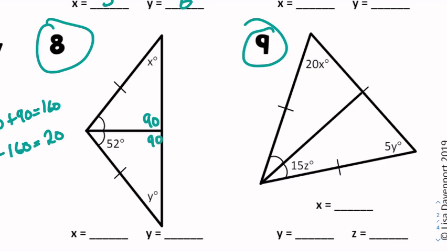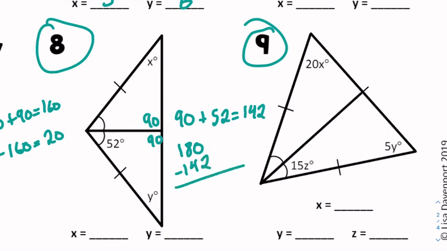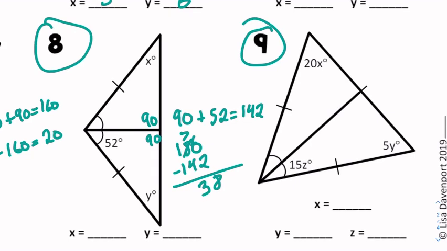And so that being said, I now know 2 of the 3 angles, right? I know that because inside this little bitty triangle, I know 52 and I know 90, so I'm going to do 52 plus 90, and that's going to give me 142. And then I'm going to subtract that from 180. And that's going to give me my final answer of 38. Okay, so that means my y equals 38.